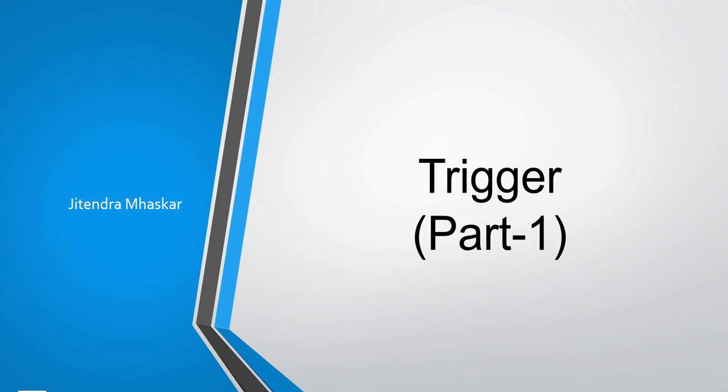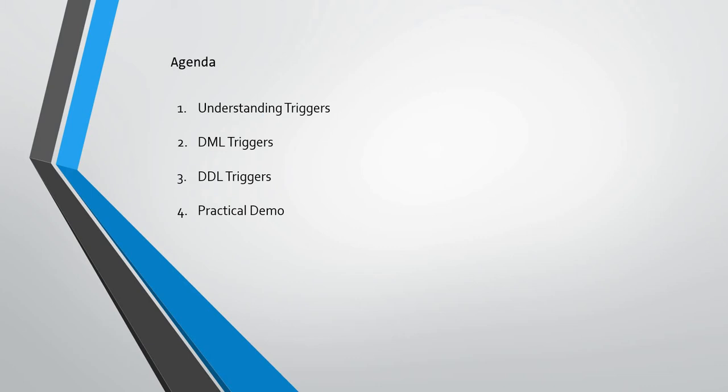Hello friends. So today we are going to see in this video what are triggers, what is the purpose to use them and how to use them. Okay. So as usual, the agenda would be understanding about the triggers first, and then there are three types of triggers: DML triggers, DDL triggers, and logon triggers. So in part one, we would see DML triggers and DDL triggers, and in part two, we would see the logon triggers, and then as usual, a practical demo to make it more clear.